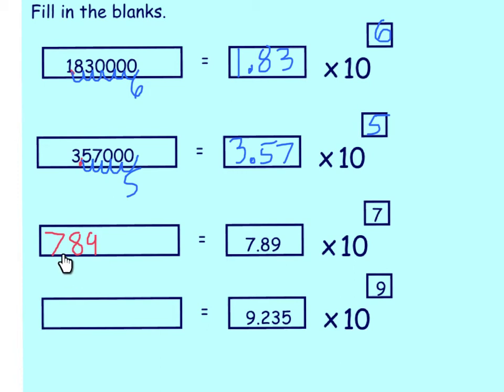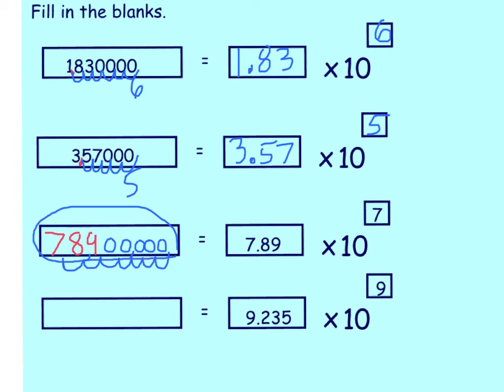So I always start here because that's where this decimal is, and I'm going to move 7 places to the right. So 1, 2, 3, 4, 5, 6, 7. So I need to add 5 zeros to my number, and now I'm done. So my number was 78,900,000. So my final answer is right there.